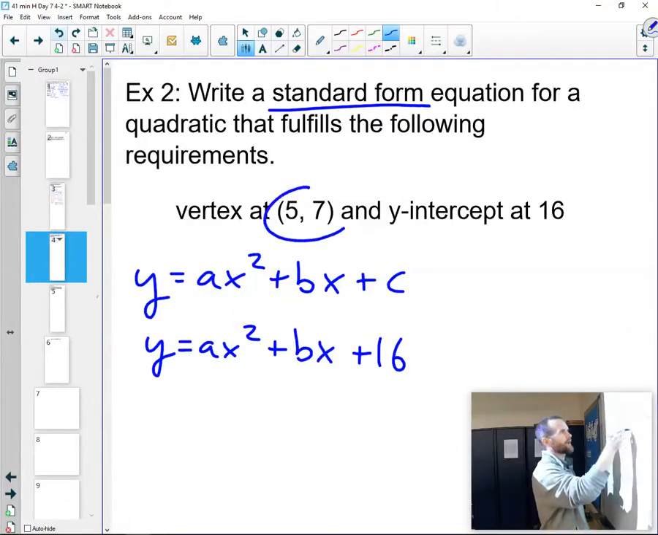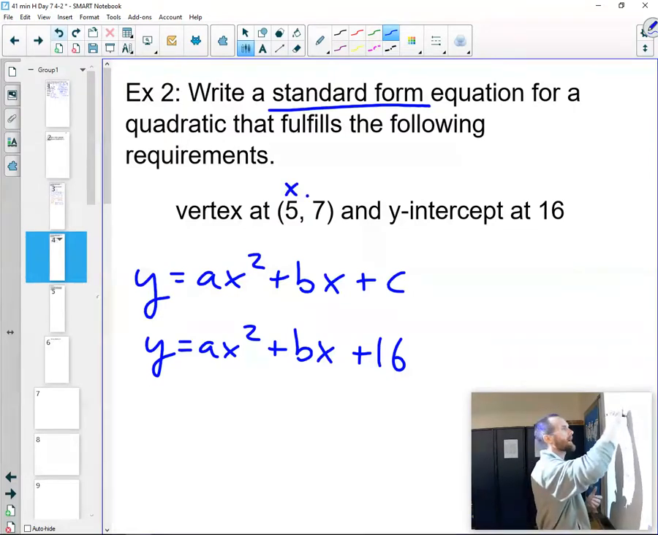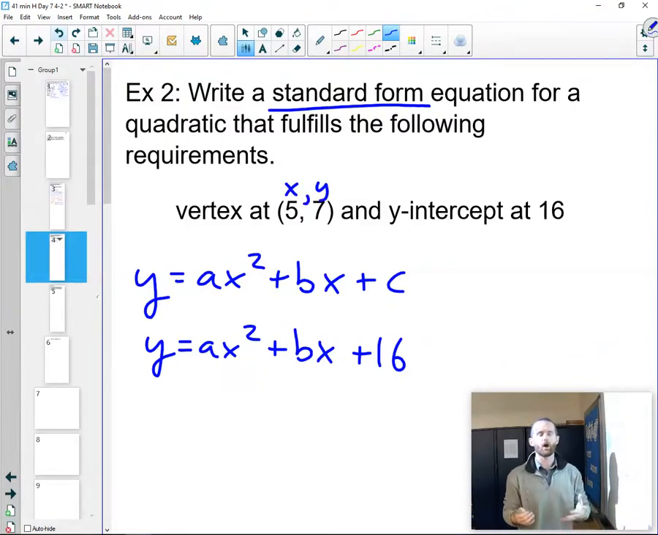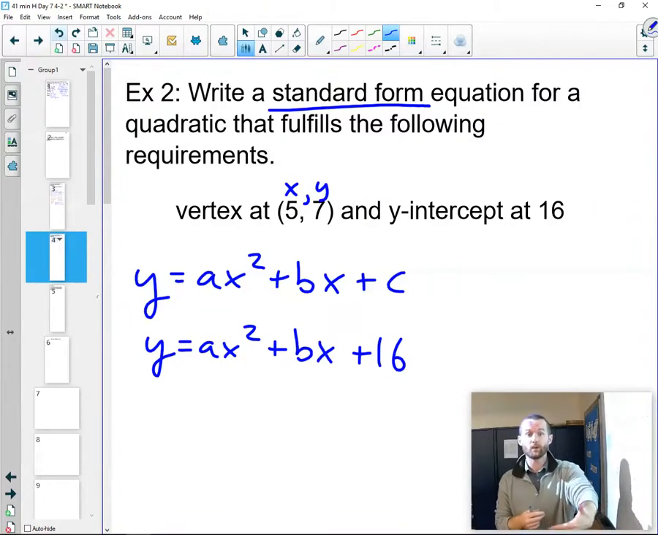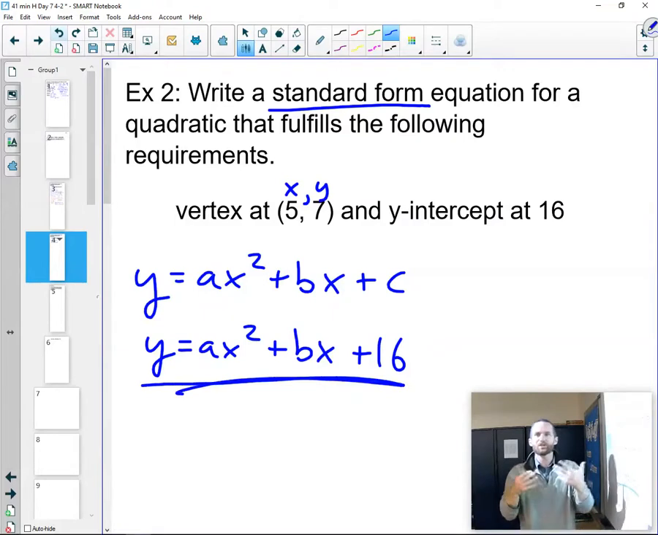Now we have to use the vertex. But remember, we cannot use it as h and k because we're not using vertex form today. We're using standard form. Even though we can't use h and k, we can still treat 5 and 7 like the x and y they are. Remember, that's a big skill. I know I'm repeating myself, but it's worth repeating. That's a big skill we need to be getting better at as we grow in our algebraic careers, our mathematical careers, as they say. Anytime you see a point, you have to think, oh, that's an x and y I can plug in. And here, we've got an equation we're trying to build up.